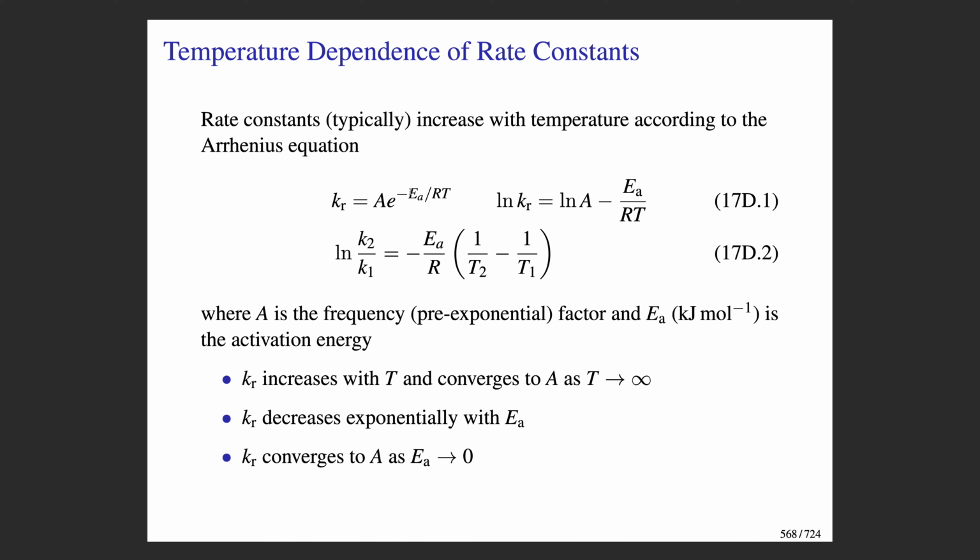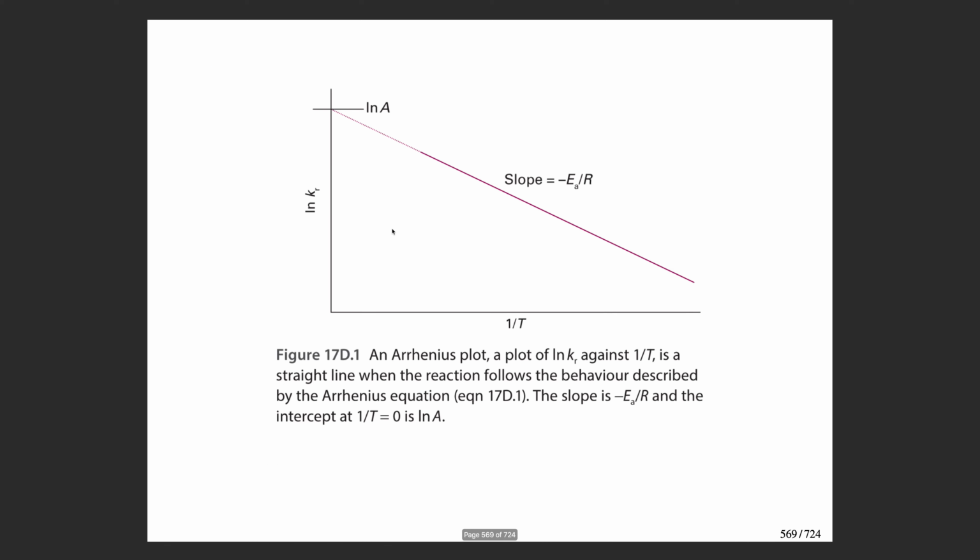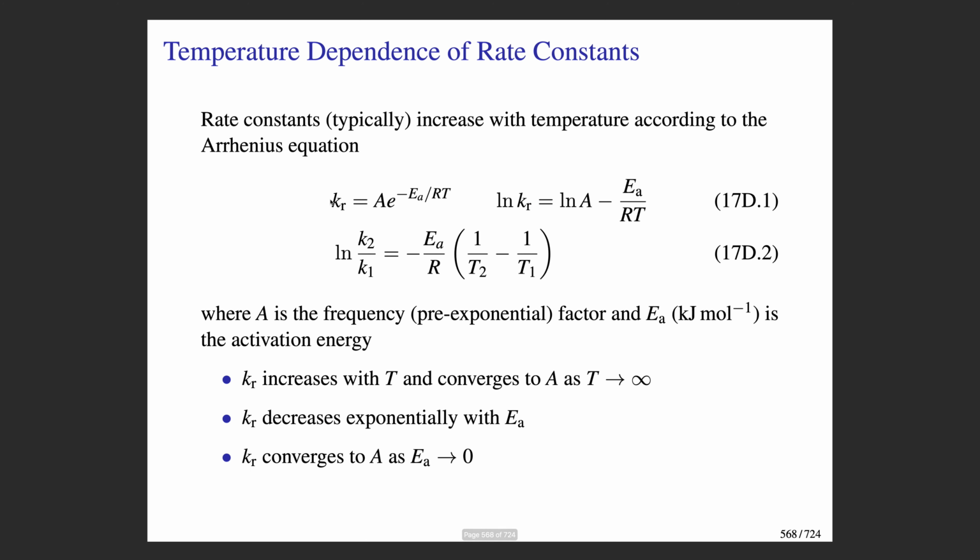For the activation energy, the larger the activation energy, the smaller the rate constant. So as Ea gets large, k gets small. If you take the limit of small activation energies, so if you take this going to 0, what will happen is the rate constant will again converge to the pre-exponential factor. So that's just some of the mathematical properties.